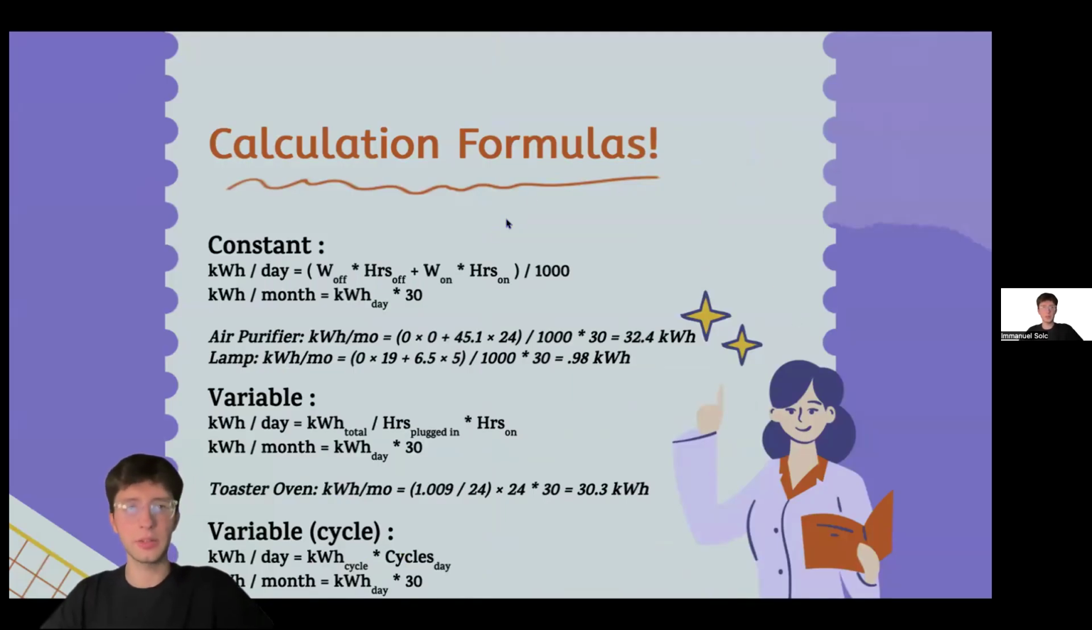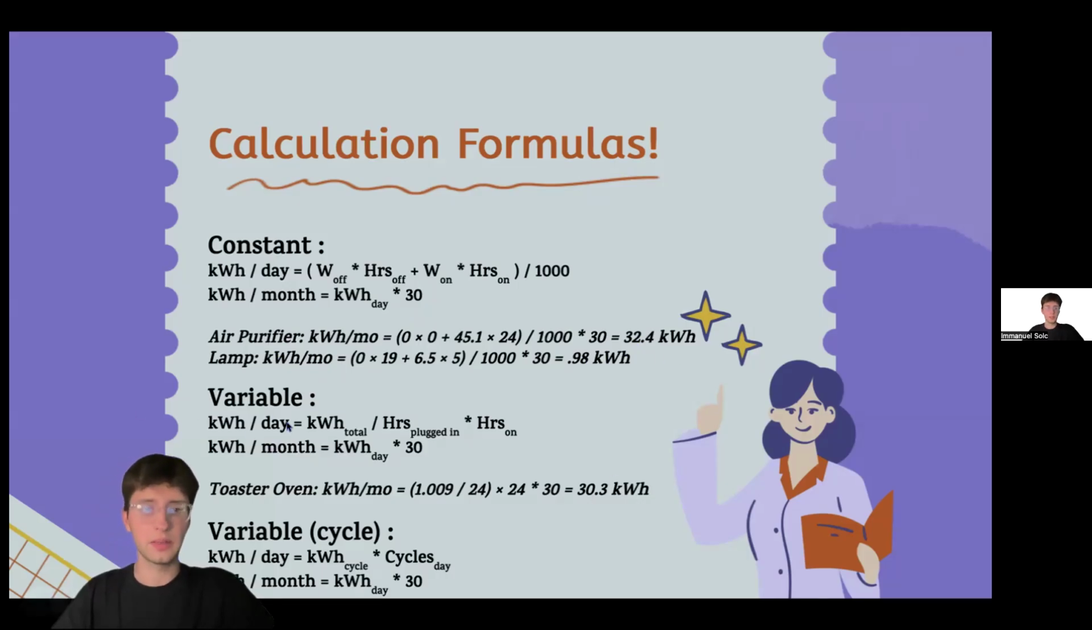So for constant, the kilowatt hours per day is calculated using watts on times hours on, plus watts off times hours off, divided by 1,000. And then per month, you just multiply that by 30. I've got two examples here. These are two different constants because they have constant measurements when they're either off or on. For the lamp, I did not use a light bulb because my lamp specifically has two different light bulbs in it, and it's either both always on or both always off. It came out to about 1 kilowatt hour per month, with the air purifier being the most out of anything at 32.4.